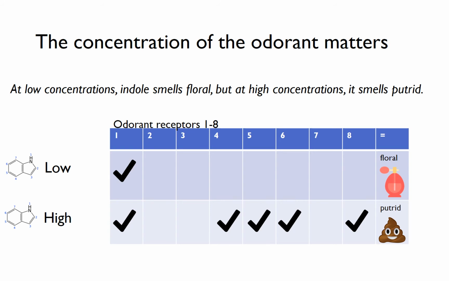In addition, the concentration of the odorant also matters. I just talked about how different combinations of activated odorant receptors give you different smells. However, the concentration also changes what you might smell. This is an example here. This is the chemical compound for indole. Indole is found in some flowers. If you only have a very low concentration of indole, and I don't know what the millimolar range would constitute, it only binds one odorant receptor, and it smells quite pleasant. It smells like flowers, which is why there's a floral smell over here.